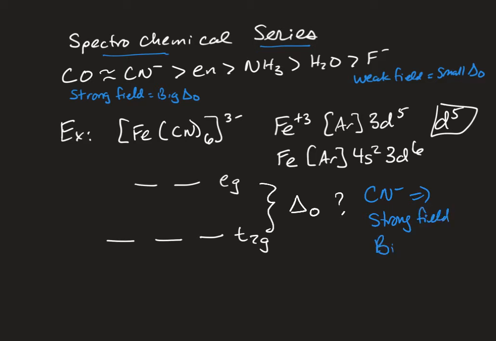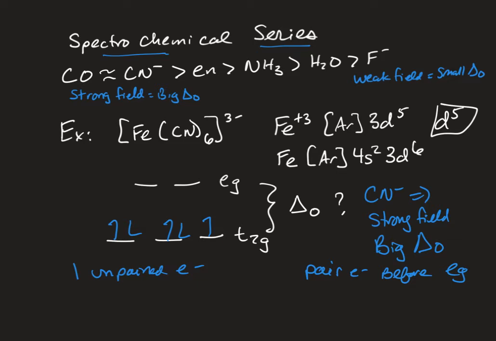And so that means that I have a big energy gap, a big delta O. So I'm going to pair the electrons before I go to the eg level, because the energy to move up to the eg level is more than the cost of pairing those electrons. So I have 5 electrons, and I would fill them in like 1, 2, 3, 4, 5. And so this particular iron hexacyano compound would have 1 unpaired electron.